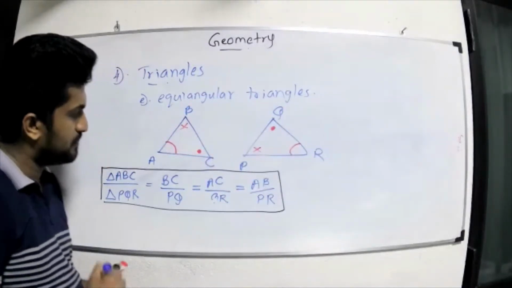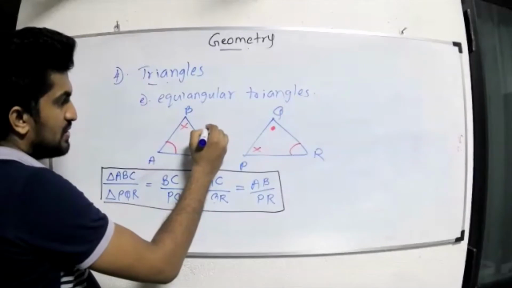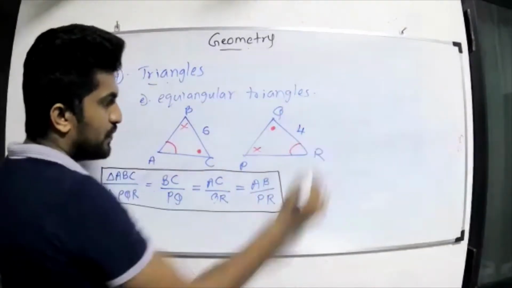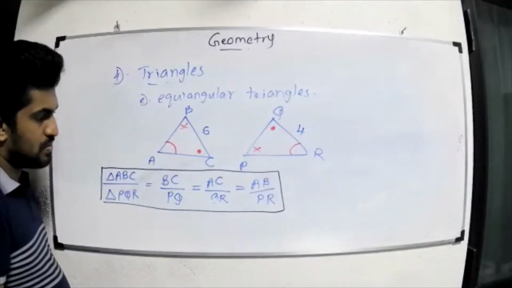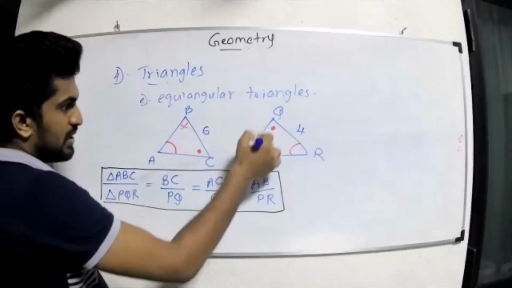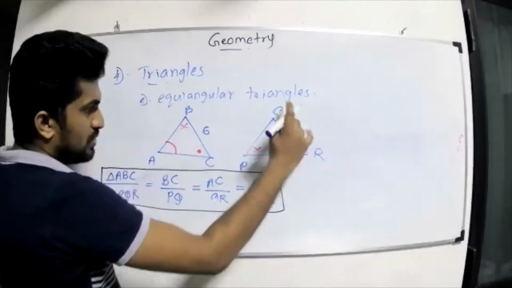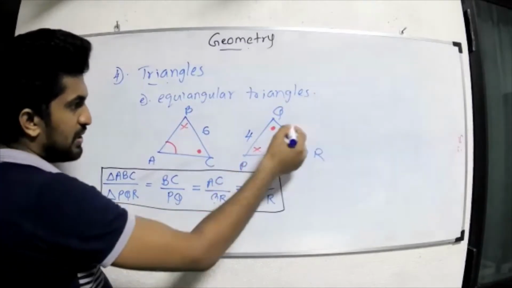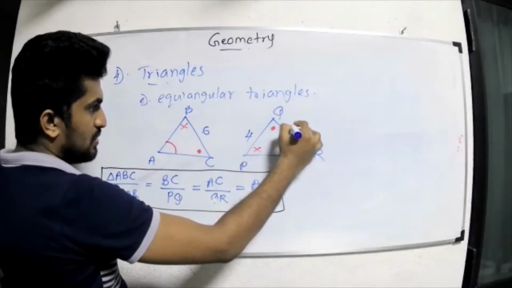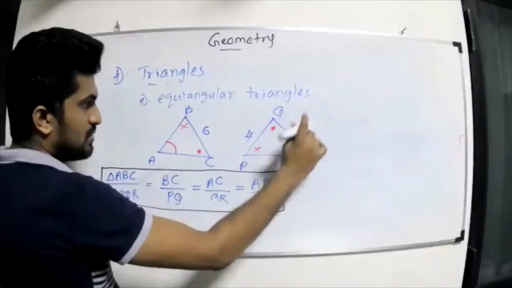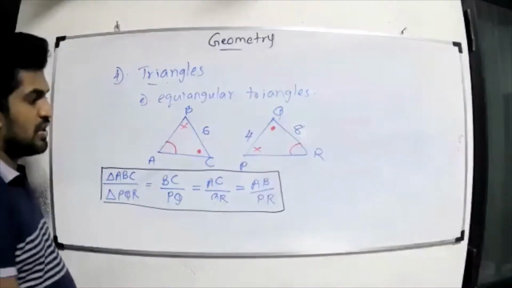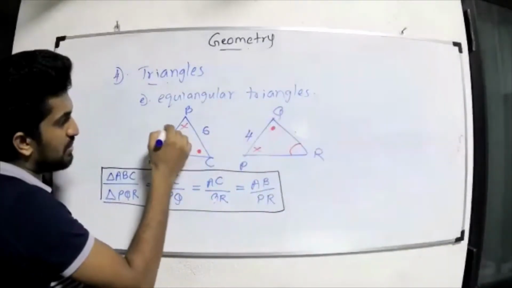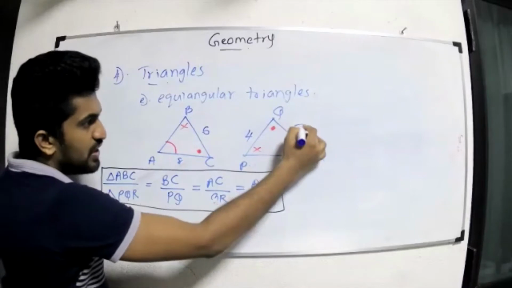Example, BC I can write as 6. PQ is 4. Then QR I can write as 8. Then if they ask to find AC, I can write it as 8.